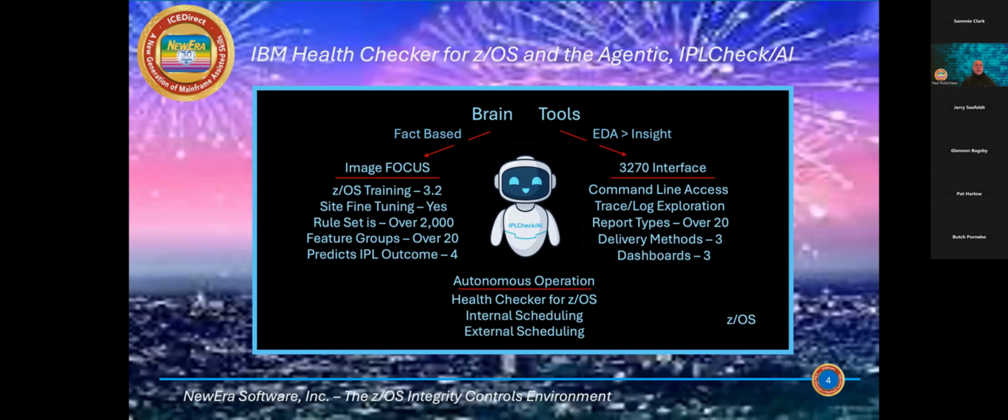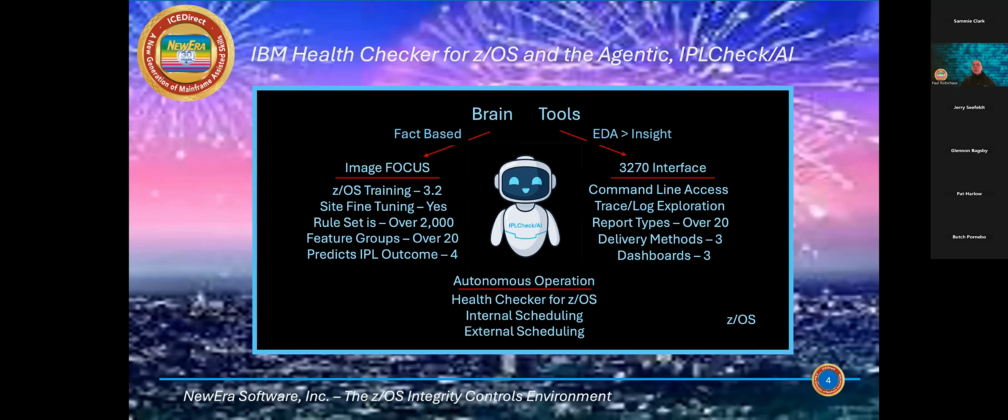specific needs. It has well over 2,000 if-then kind of rules within its rule set and numerous numbers of rules that it pipes into ZOS in order to extract information from it in real time. It has a number of feature groups, which we'll talk about, and its predicted outcomes are 4: errors, warnings, notices, and everything's okay. Those are the simple truth about what image focus is actually capable of doing.